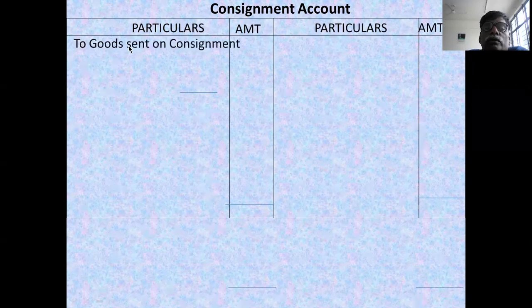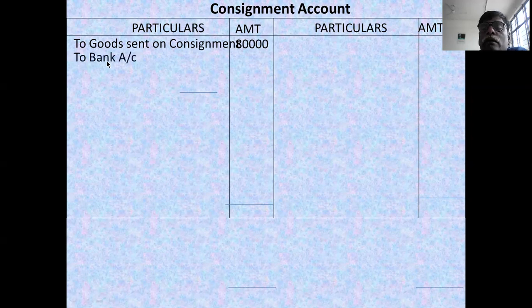Now you see the solution. First, consignment account. In the consignment account, first item is goods sent on consignment. Goods sent on consignment means 200 radios into 400. 200 radios were sent, at 400 rupees each. You multiply and write here: 80,000. 80,000 is the value.